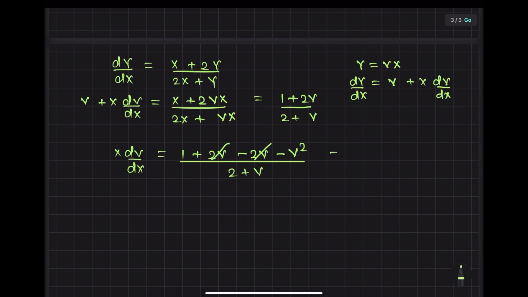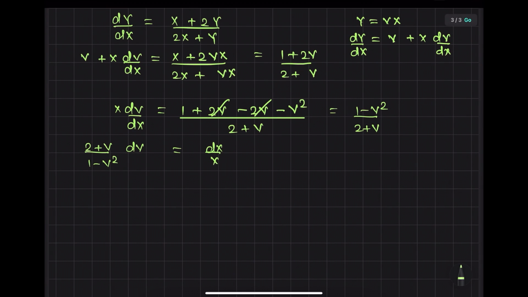Now look at this. Can I write this as 1 minus v square by 2 plus v? Now you can convert your question into variable separable method. So it is dv, it is 2 plus v upon 1 minus v square. Okay, and then dx by x. Okay, now you can segregate them into two questions. Okay, now yes, we can solve. Let's put integration both side.